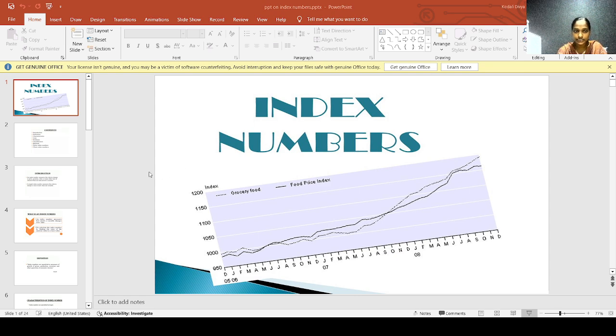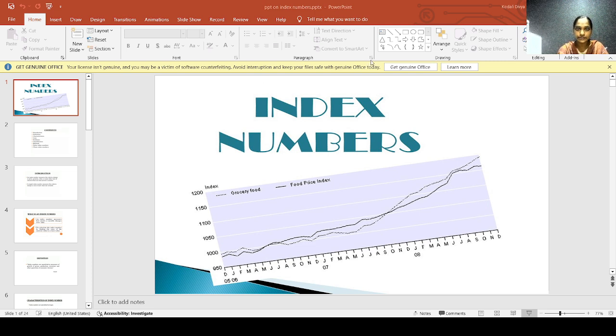Coming to Fisher's ideal index number. Fisher's ideal index number is the geometric mean of Laspeyres' and Paasche's. In Drobisch and Bowley, it is the arithmetic mean of Laspeyres' and Paasche's. In Fisher's index number, we get the index number as the geometric mean of Laspeyres' and Paasche's. You can see the formula as the square root, because geometric mean is nothing but the nth root of their product. Here there are only two products, Laspeyres' and Paasche's formulas. So it is the square root of Laspeyres' formula into Paasche's formula into 100.